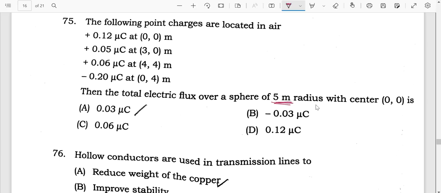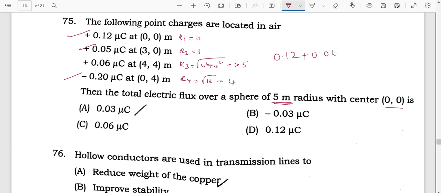A sphere of 5-meter radius means we should consider only charges at less than 5 meters from the center (0, 0). So R1 is 0, R2 is 3, and R3 is the square root of 4 squared plus 4 squared, which is 32, so it is more than 5. Similarly R4 is 4. So these three are the valid points. Add these three values and you will get the answer: 0.12 plus 0.05 minus 0.20, which gives minus 0.03.